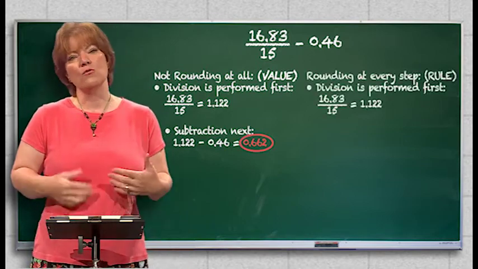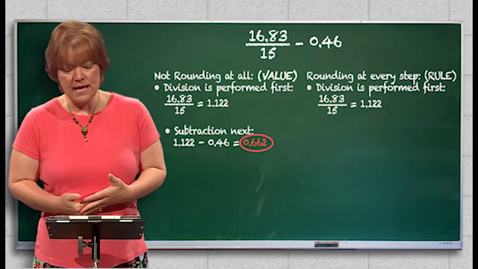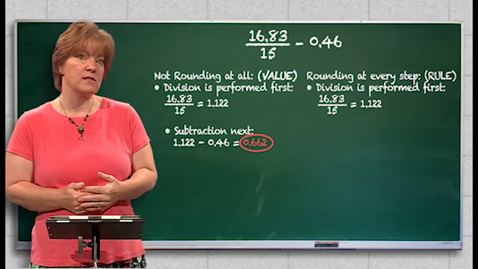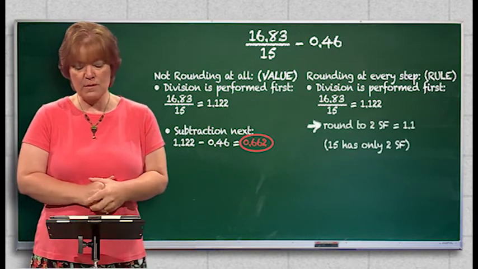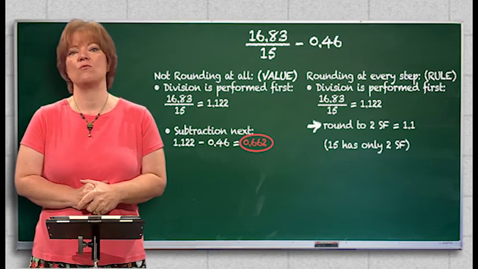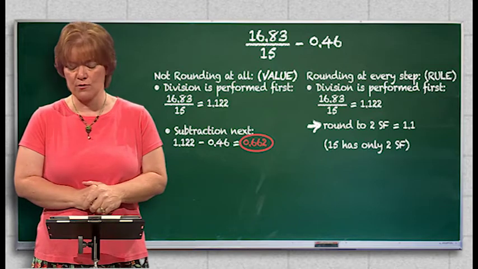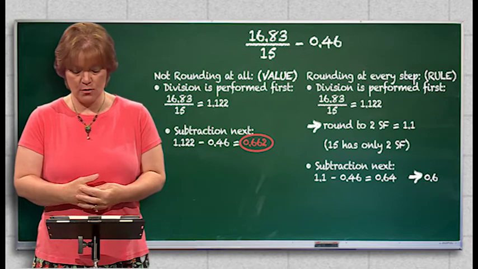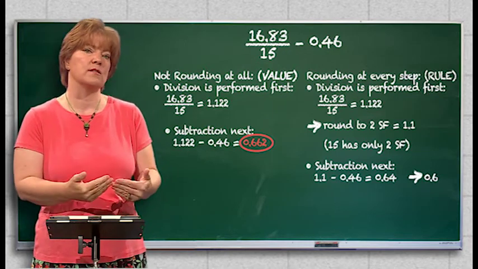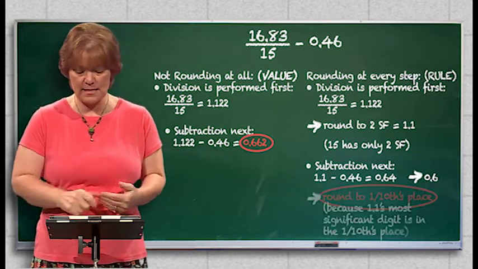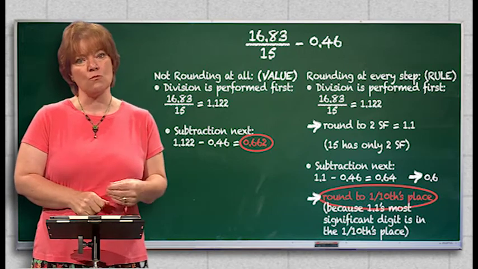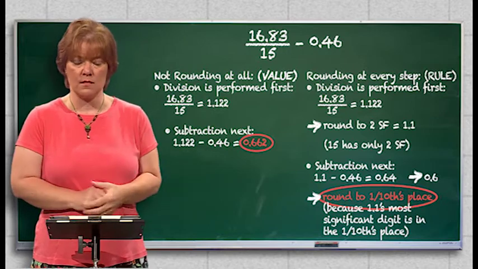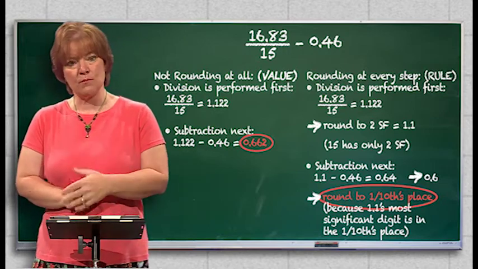Now let's decide on the rule of where we should have rounded it. If we had rounded at the first step, division, which goes by the quantity of significant figures, the answer would be rounded to two significant figures, and I would have gotten 1.1 on the first stage. In the second operation, in the subtraction, the rule is going by place value, the least significant place value, which in this case is the tenths place. So I would need to round the answer to the tenths place because 1.1 is significant to the tenths place. So it would be rounded to 0.6.